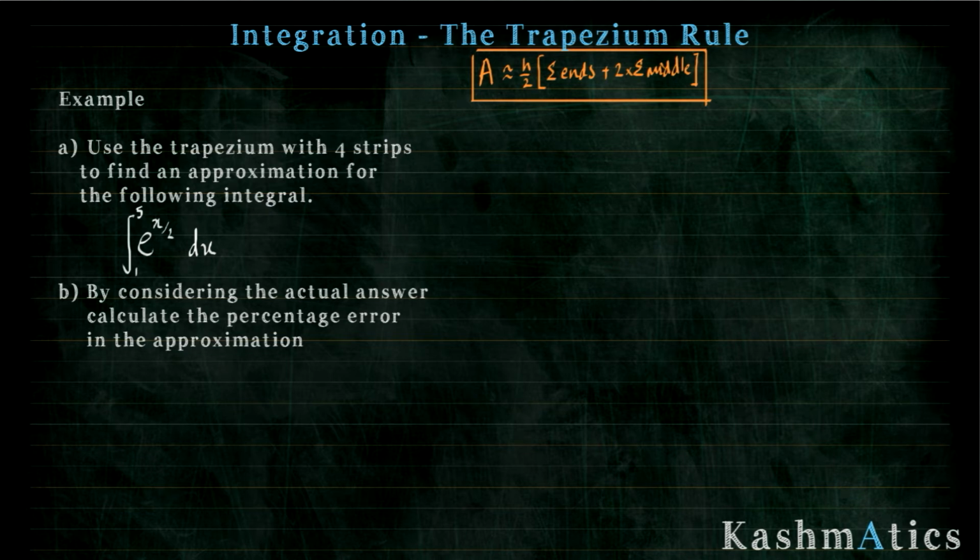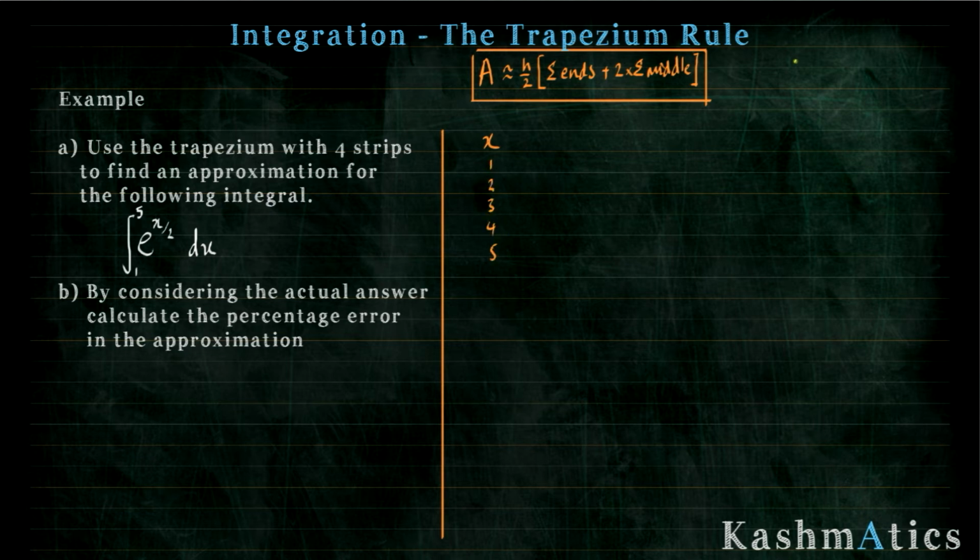Now one mistake that people make when they're using the trapezium rule is they actually try and integrate the function. Remember, the whole point of the trapezium rule is to get you an approximation for that integral. So what you do instead is this. Make yourself a table, so you've got your values of x, and because the integral is between 1 and 5, and you've got 4 strips, that means x will equal 1, 2, 3, 4, 5.